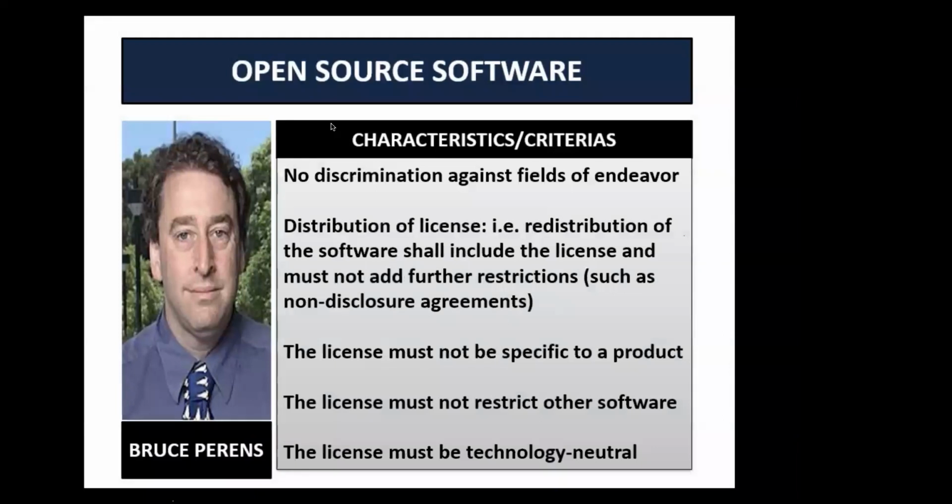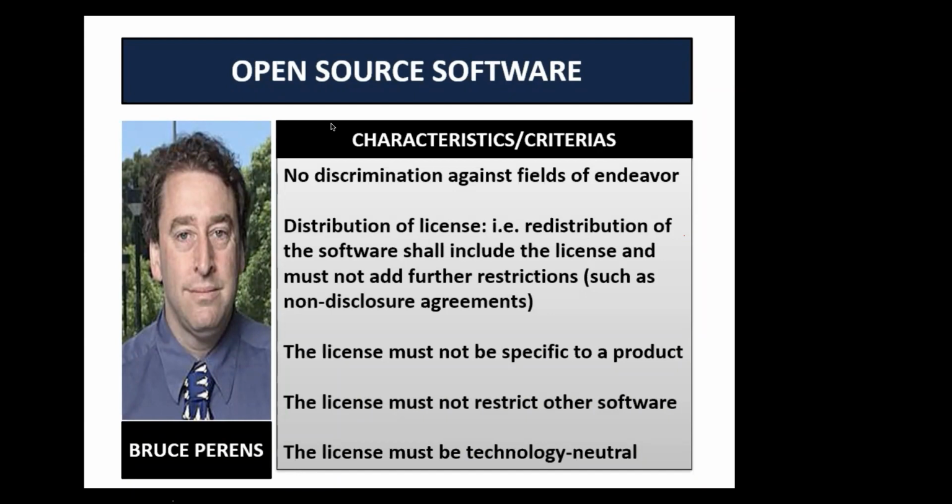Sixth, no discrimination against fields of endeavor. The license must not restrict anyone from making use of the program in a specific field of endeavor. For example, it may not restrict the program from being used in a business or from being used for genetic research. The major intention of this clause is to prohibit license traps that prevent open source from being used commercially.